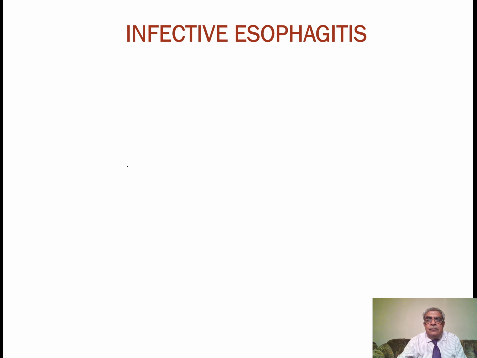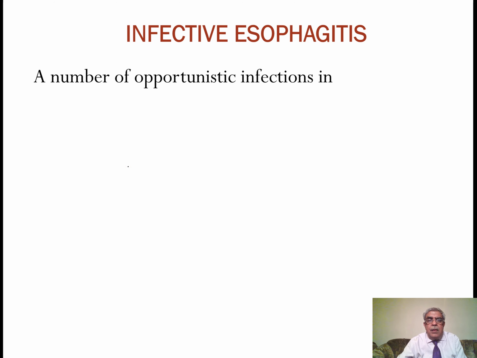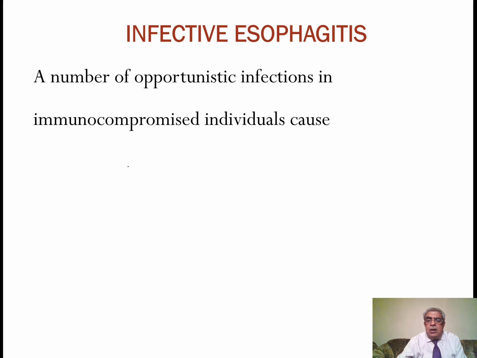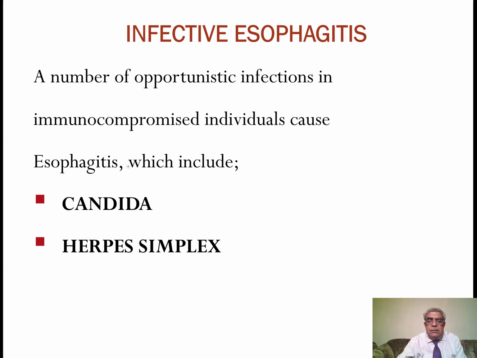Infective esophagitis, a number of opportunistic infections in immunocompromised individuals cause esophagitis, which include Candida, herpes simplex, cytomegalovirus, and tuberculosis. So, in immunocompromised patients, these infections can cause infective esophagitis like Candida, herpes simplex, cytomegalovirus, and tuberculosis.